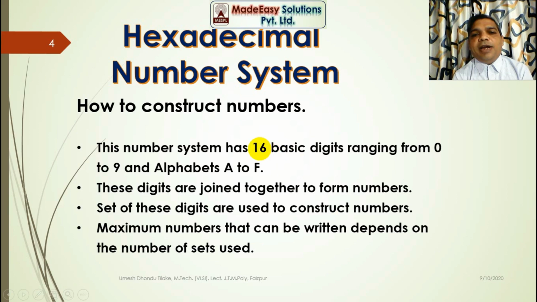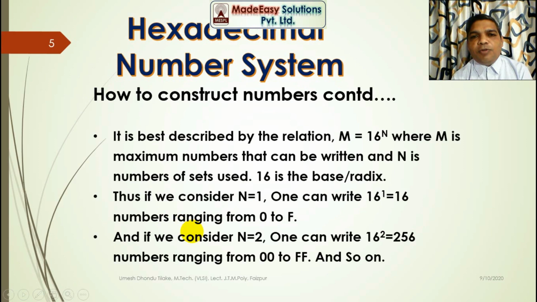Okay, we know that it consists of 16 basic digits ranging from 0 to 9 and alphabets A to F. So how do we construct the numbers? We use these digits and combine them to form numbers. How do we combine? We consider them in a set. Sets of these digits are used to construct the numbers. How many numbers can I write? Follow the formula that we have seen in the previous three number systems, that is decimal, binary and octal.